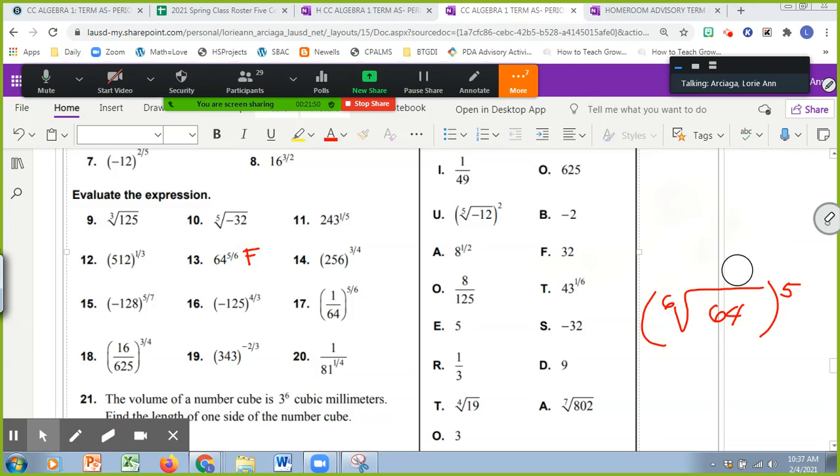How do I erase this one? My thing is acting up. Okay, let's try again. Oh, how do you do this? 18. That looks complicated. Okay.